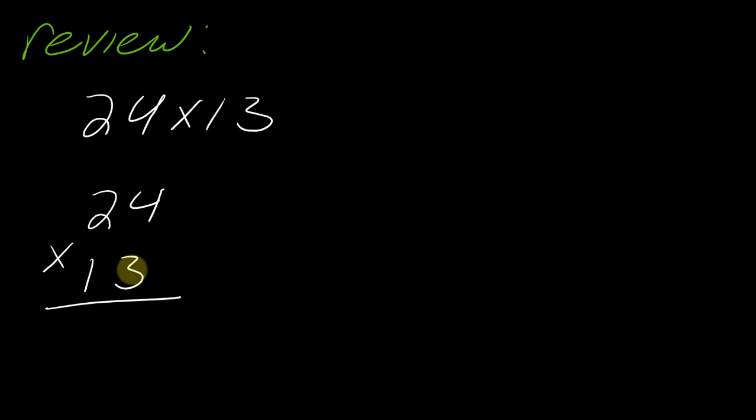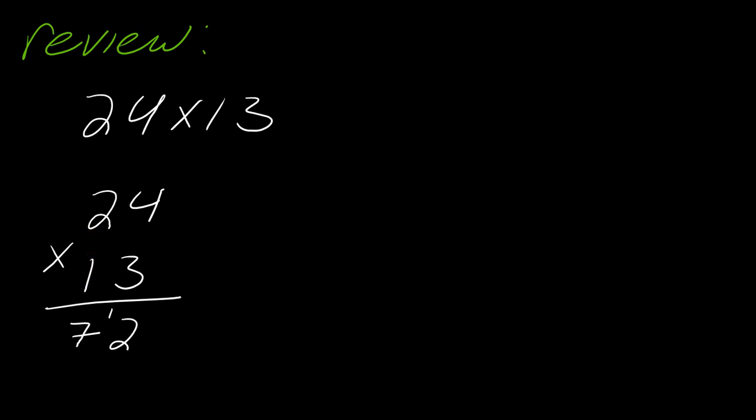Okay, so I'm going to start with this number first, 3 times 4. So 3 times 4 is 12. I'm just going to put a little 1 right there so I don't forget that this was a 12, and I'll bring this back in a second. Now that I've done 3 times 4, I'm going to move on to the next number, 3 times 2. 3 times 2 is 6. 6 plus 1 is 7. Now I have finished multiplying everything in the ones column.